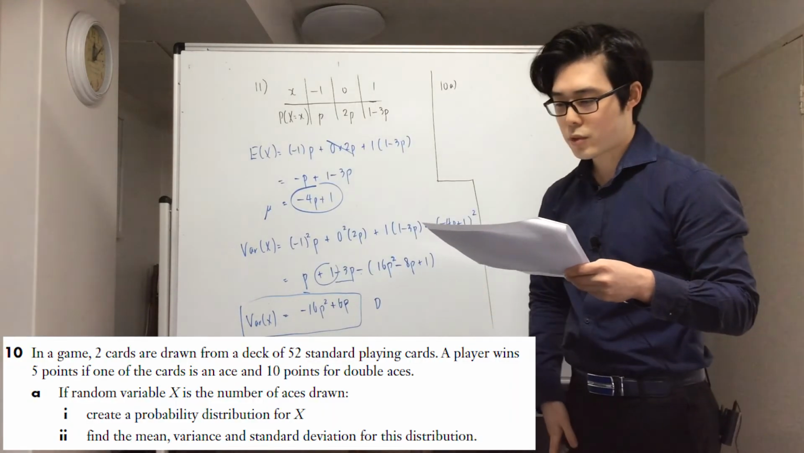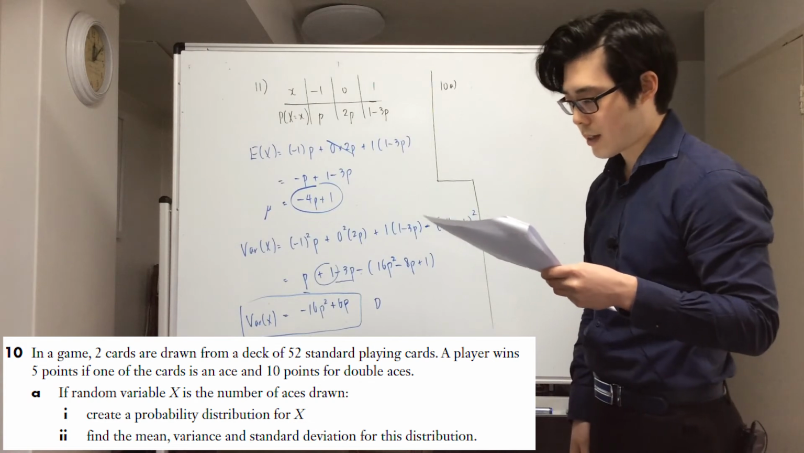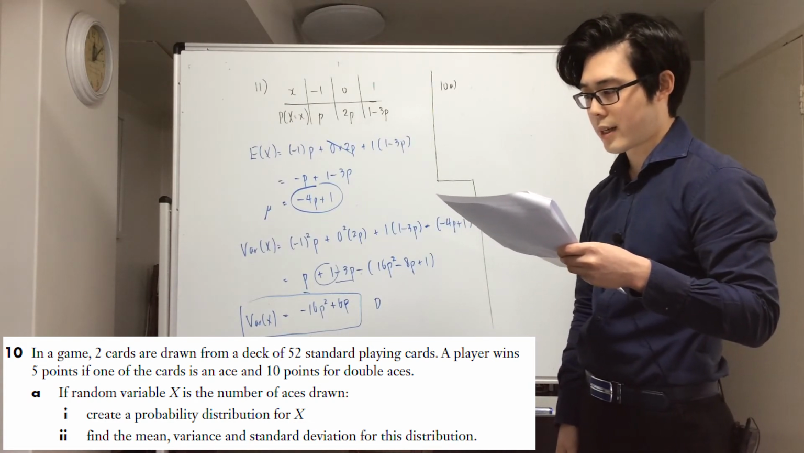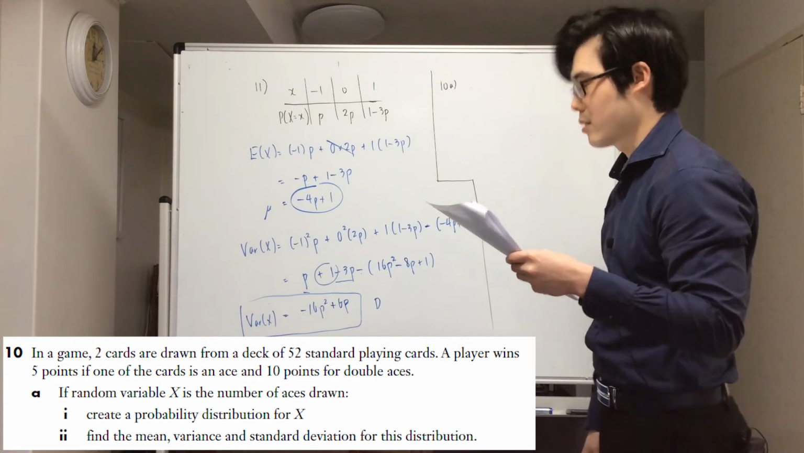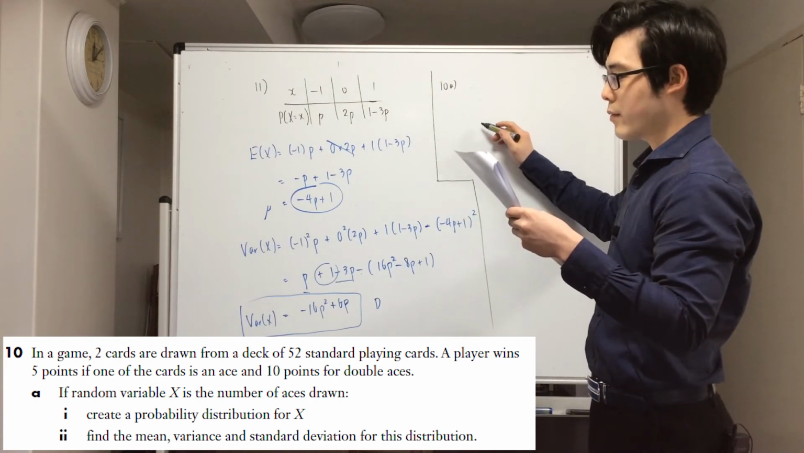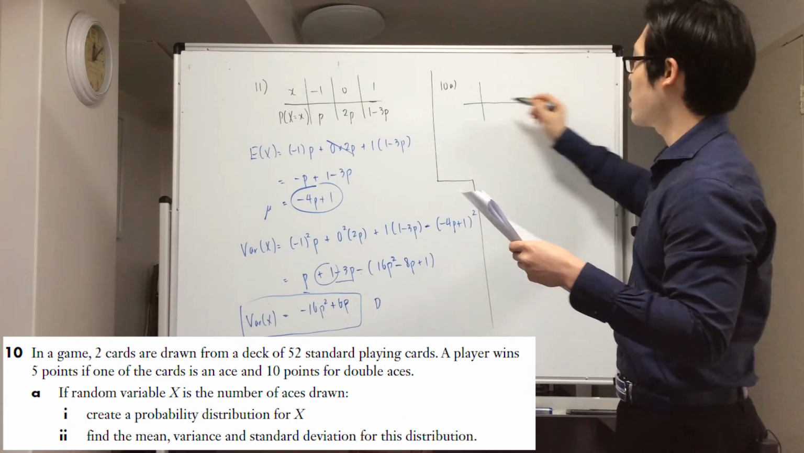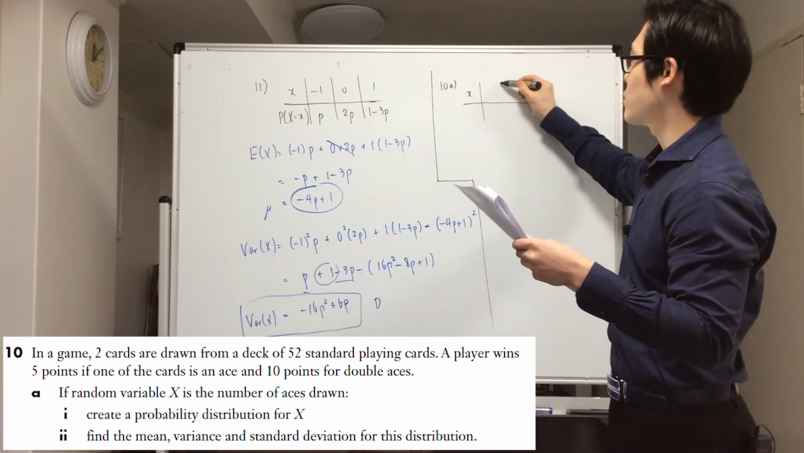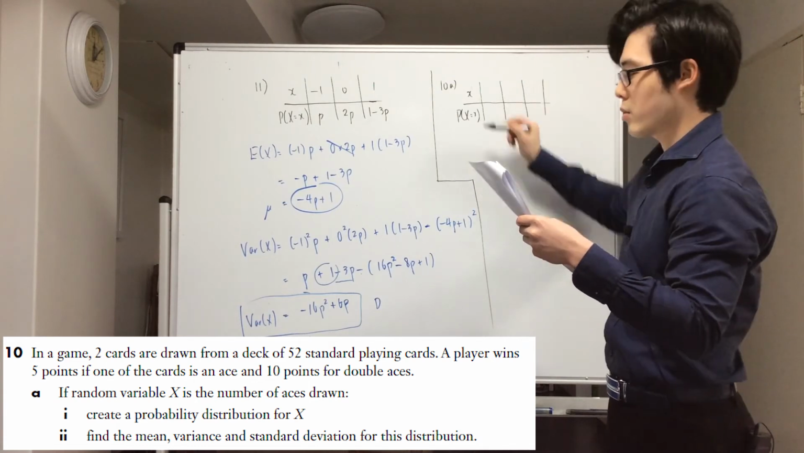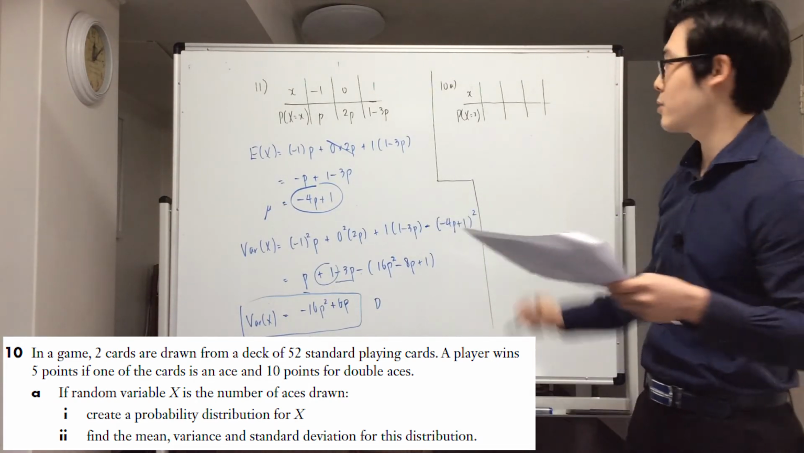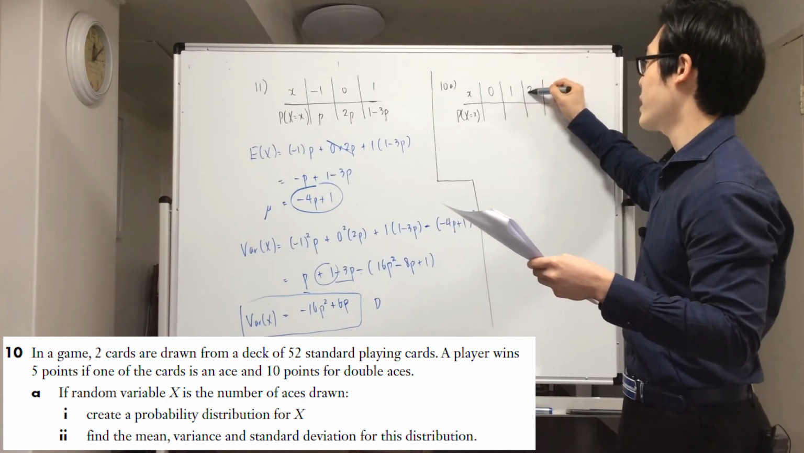It says, in a game, 2 cards are drawn from a deck of 52 standard playing cards. A player wins 5 points if one of the cards is an ace and 10 points for double aces. A, if random variable x is the number of aces drawn, so in other words, the top numbers are the number of aces drawn, create a probability distribution for x. So the number of aces, if you pick 2 cards, you can get 0 ace, 1 ace, or 2 ace.